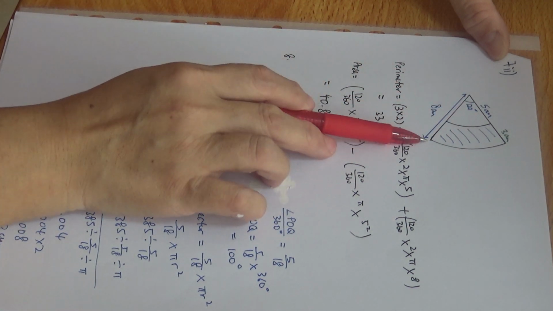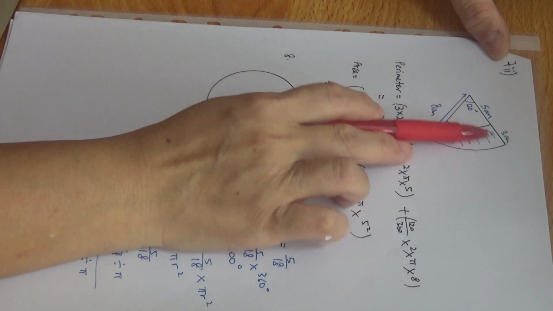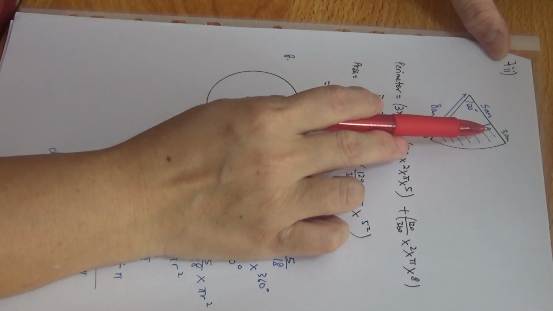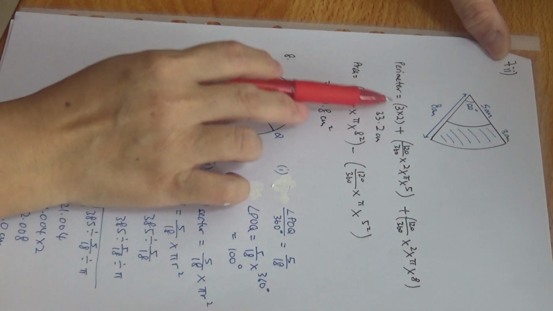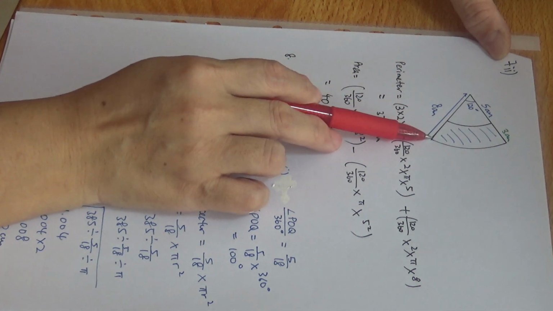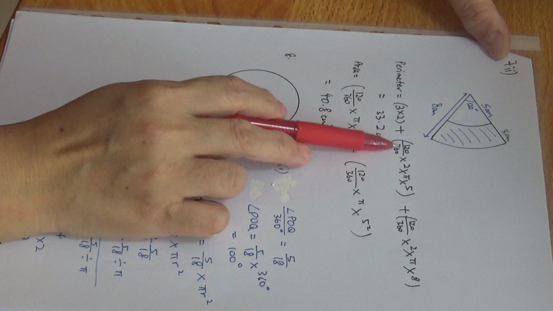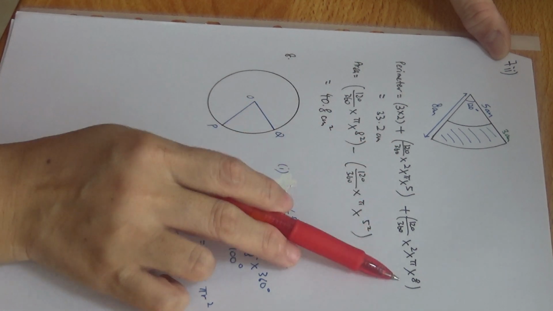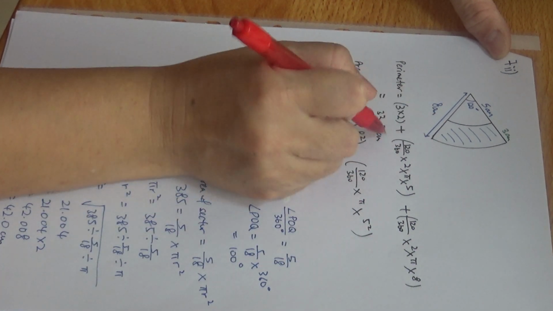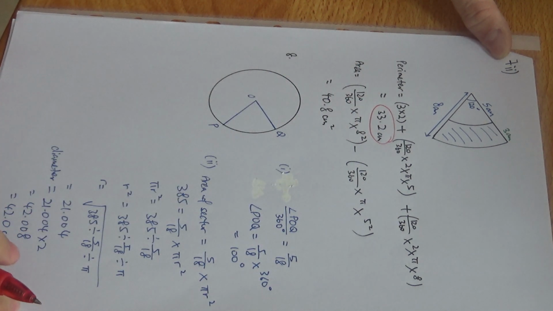This is 5, this is 8, so it follows that this is 3. Now how do I get the perimeter of this area? I will have 3 plus 3, that means 3 times 2, plus these two lengths here. So I will have the first length and the second length, and I will get the answer as 33.2 cm.